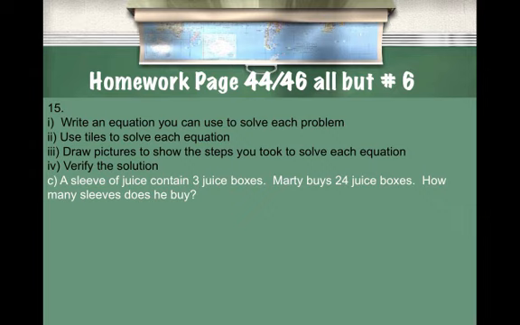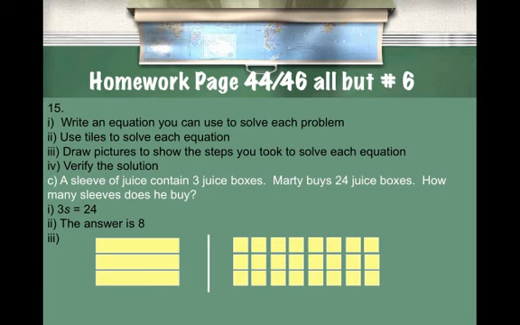Question C. A sleeve of juice contains 3 juice boxes. Marty buys 24 juice boxes. How many sleeves does he buy? So in this case there are 24 total, 3 in each group. So 3s, s representing sleeves, equals 24. Solving, the answer is 8.